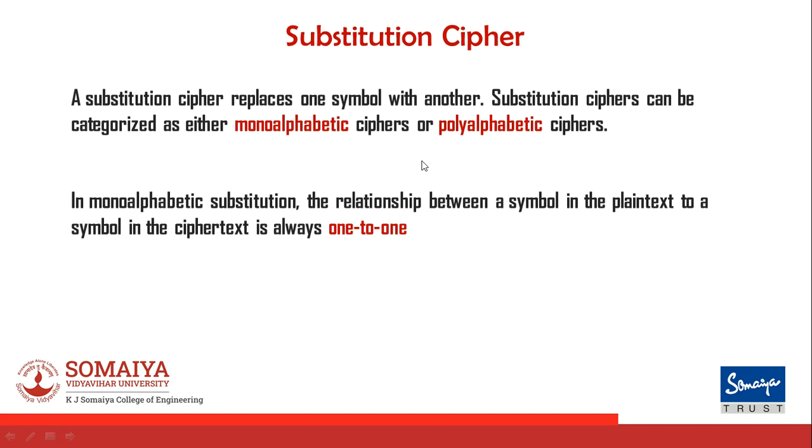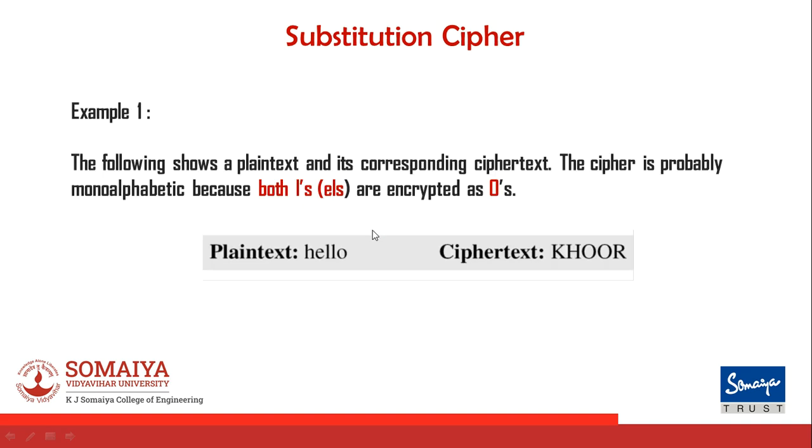Substitution cipher is categorized as monoalphabetic cipher and polyalphabetic cipher. Now, what exactly is the monoalphabetic cipher? In monoalphabetic substitution, the relationship between a symbol in the plain text and a symbol in the ciphertext is always one-to-one. Now what does that mean? Suppose my plain text is yellow. Observe that two L's are there. So both the L's will be substituted by the same symbol in my ciphertext. Then it is called a monoalphabetic substitution.